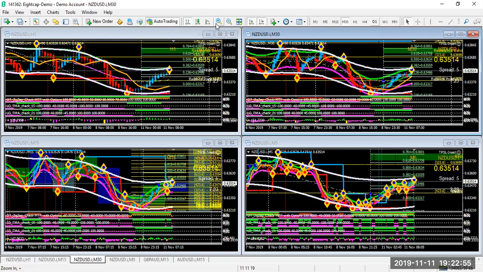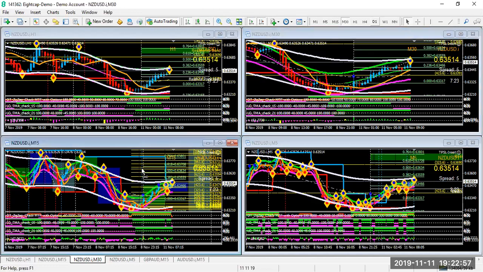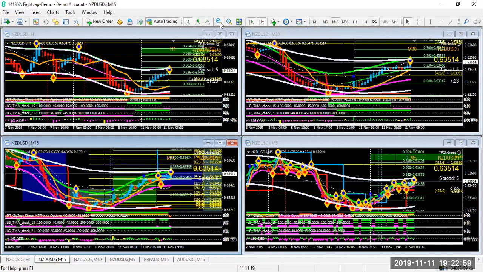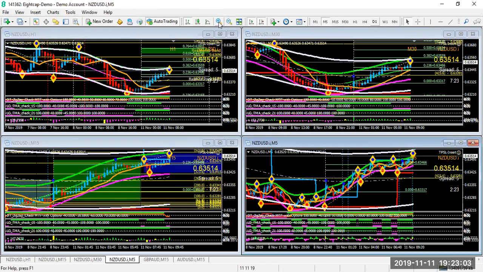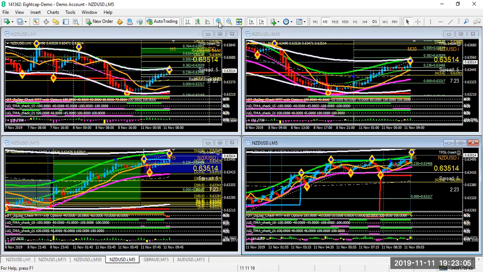Okay, and we have the use of that again. Zoom in, zoom out. I zoomed in so you can see that relationship clearly. Okay, so some pictures.